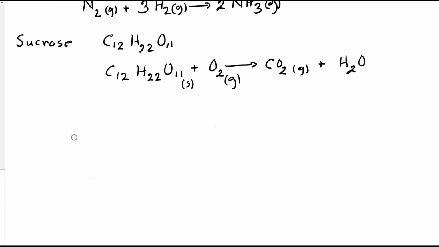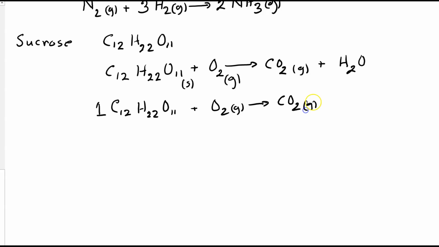Okay, so this looks kind of complex, but let's just walk the way through like we did the others. Obviously, the most complex one here is sucrose, so let's just take care of that first. Let's put a 1 in front of the sucrose, and then continue. And we have the CO2 as a gas plus the H2O.